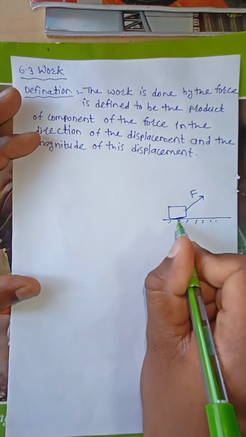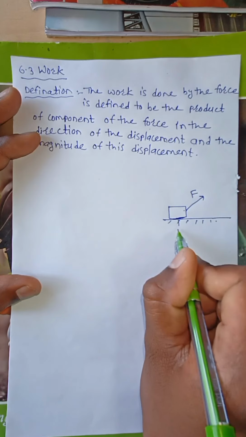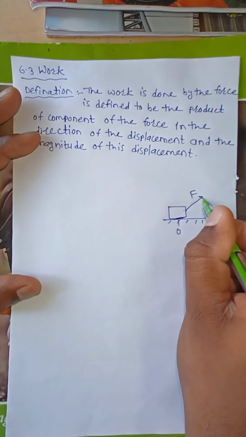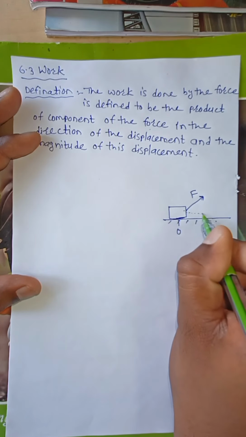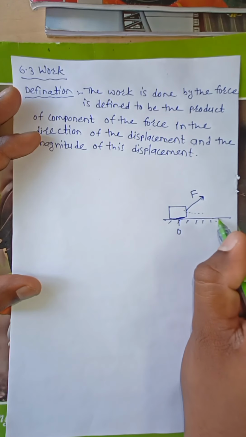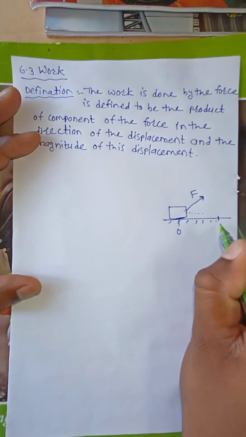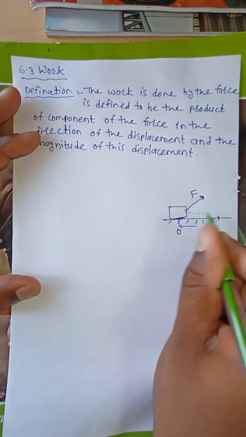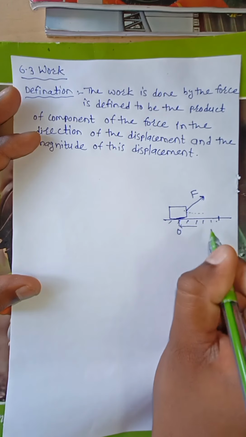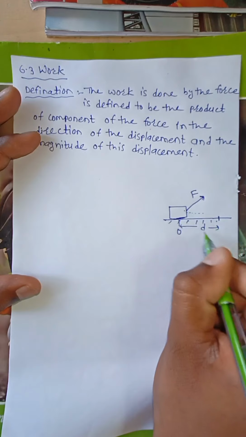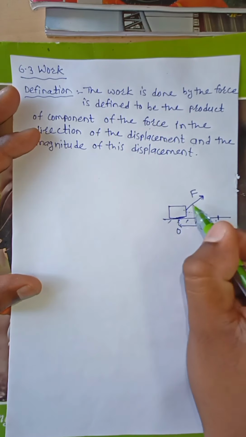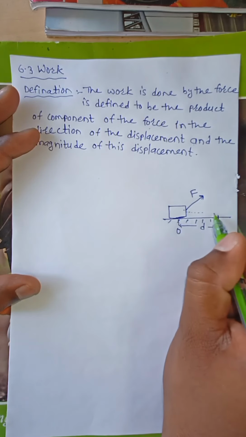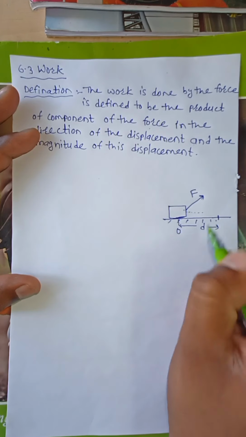Suppose initially the box is at this position, at the zero position. When you apply a force in that direction, the box slowly moves in a forward direction, and finally the box reaches a point, and the distance between the original point and this point is d. So on the box you apply a force, the box moves forward and travels a distance d.